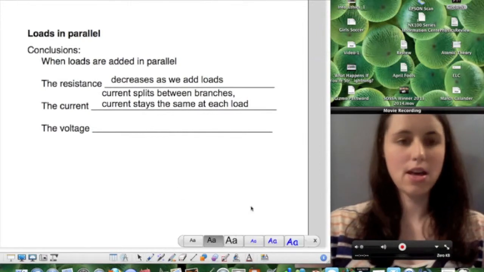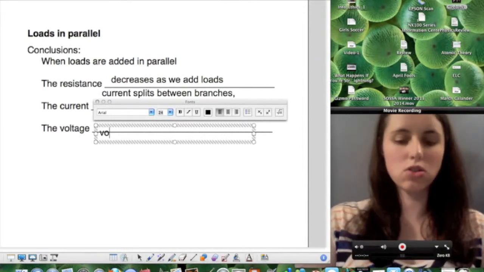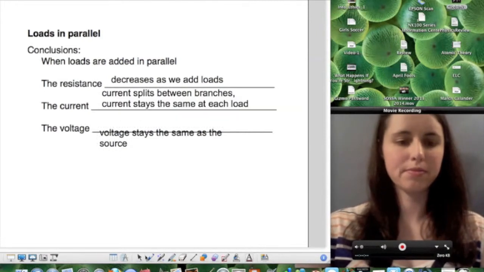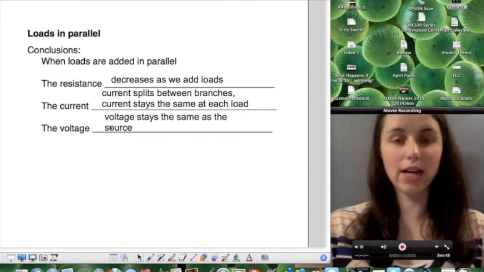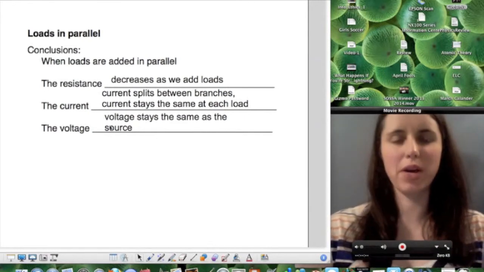All right, and last thing we need to do is look at voltage. And in a parallel circuit, the voltage stays the same as the source. That one's an easy one. So these are your general conclusions for parallel. So now we've drawn general conclusions for series and for parallel circuits.